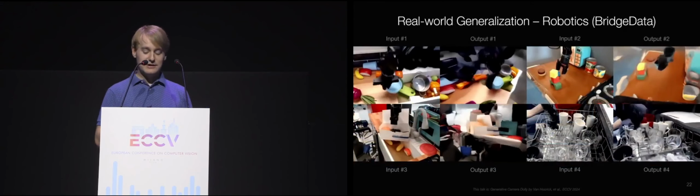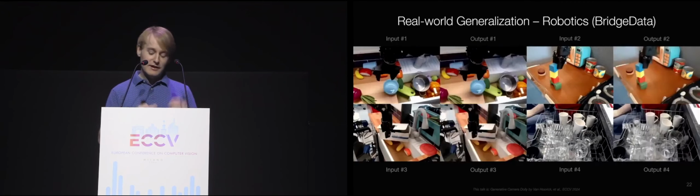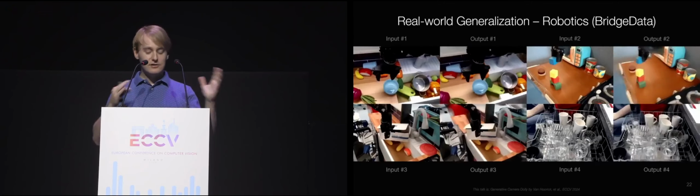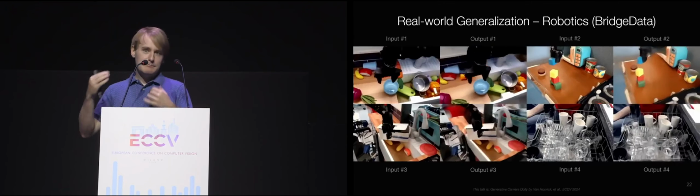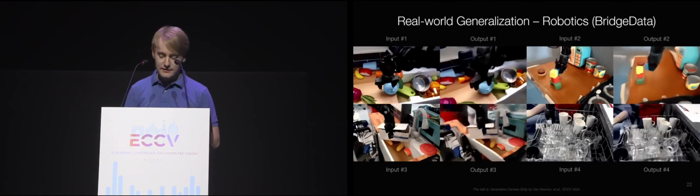Some more real-world examples are shown here. Imagine you are a robot and you want to see what the consequences of your actions are. Well, then it makes sense to use our model and predict these other viewpoints in order to basically maximize your situational awareness, for example, as you're actively manipulating the scene.